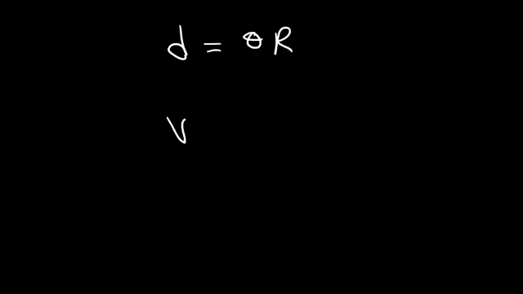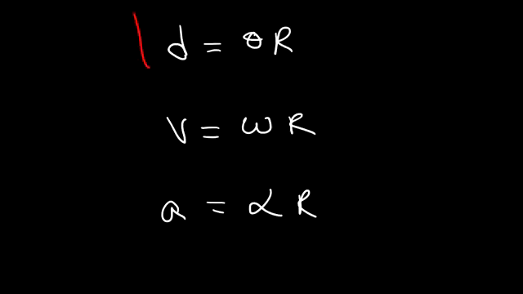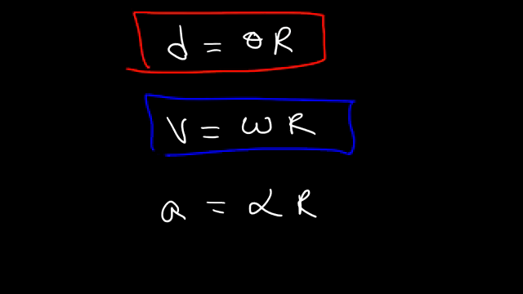Now the next one, linear velocity, is equal to angular velocity times the radius. And linear acceleration is equal to the angular acceleration times the radius. Notice how similar these three equations are. So make sure to add these three equations to your list.